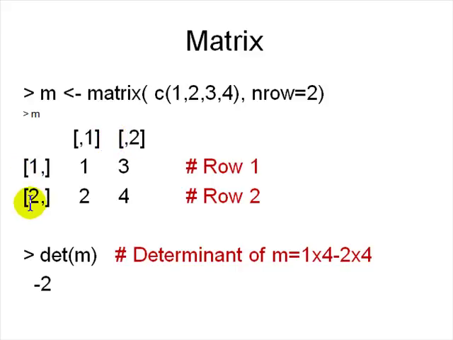And there are lots of functions. For example, the determinant of M would be 1 times 4 minus 2 times 3, which is minus 2.